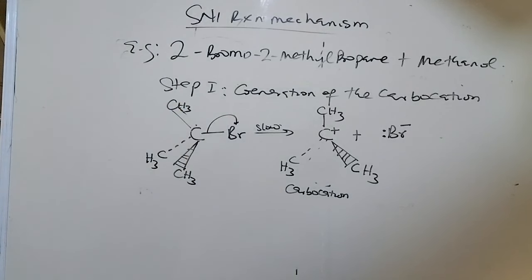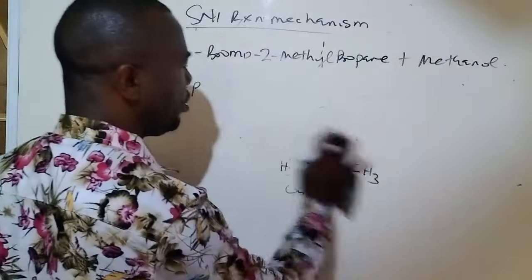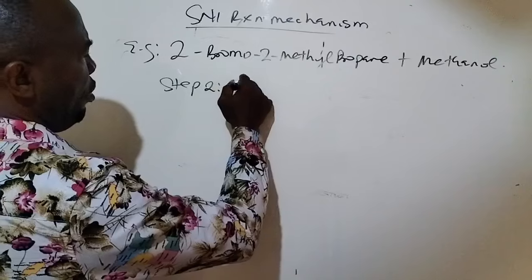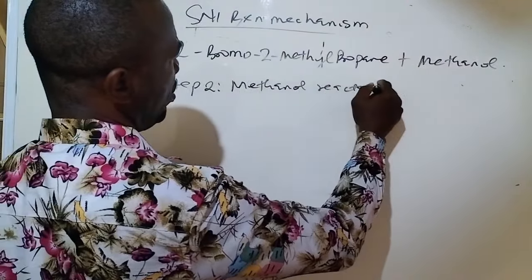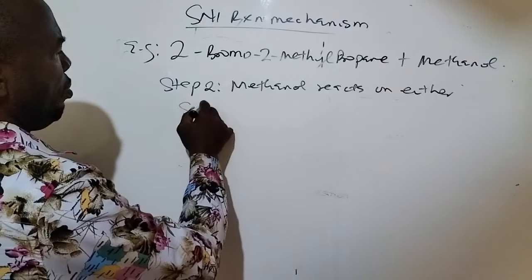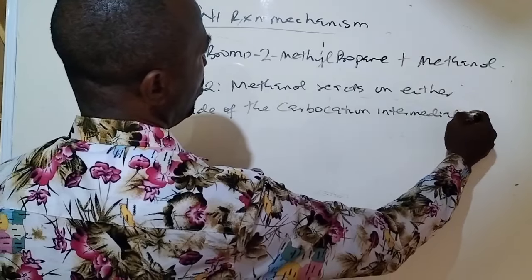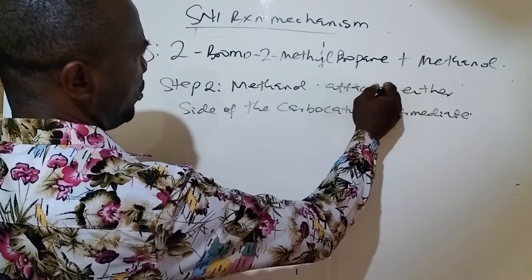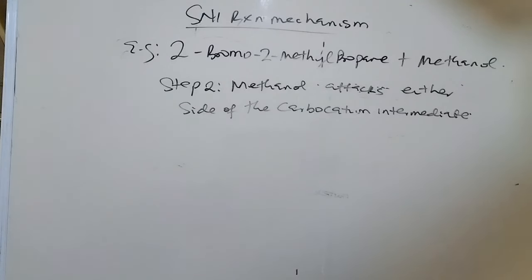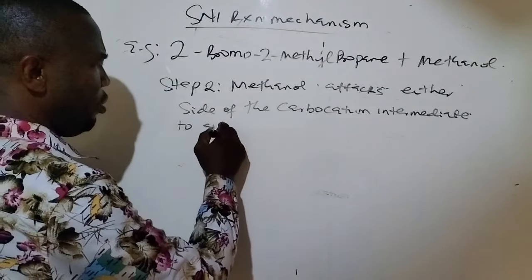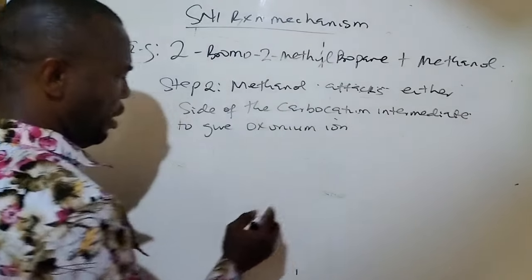So the next step will involve reaction of the carbocation with methanol. The carbocation intermediate formed will now react with the nucleophile, which is methanol. So we'll move on. Step 2. Methanol reacts on either side of the carbocation intermediate. So methanol attacks either side, both sides, of the carbocation intermediate to give what we call an oxonium ion.